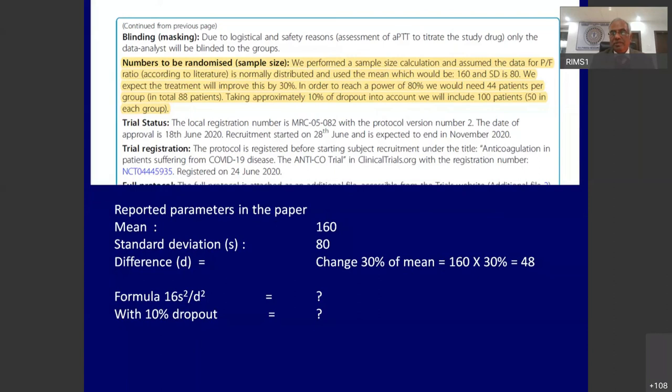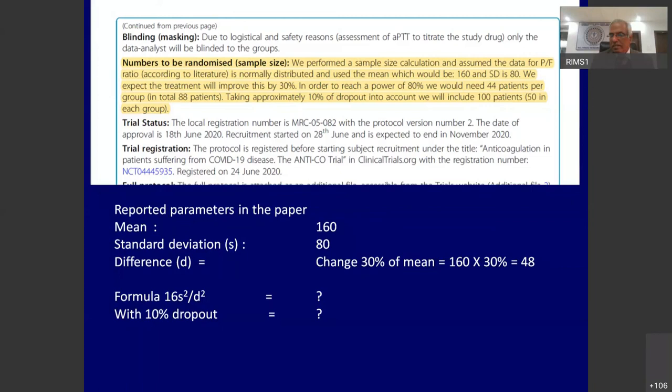48, that's right. So now you calculate the sample size and also adjust for 10% dropout. Dropout is also lost to follow up. It's the same. So please calculate the sample size and also adjust for 10% lost to follow up. And give me the numbers. You have to tell me per group or total. Sir, 100 will be the adjusted sample size. Sorry, adjusted is how much? 15 each group, 100.